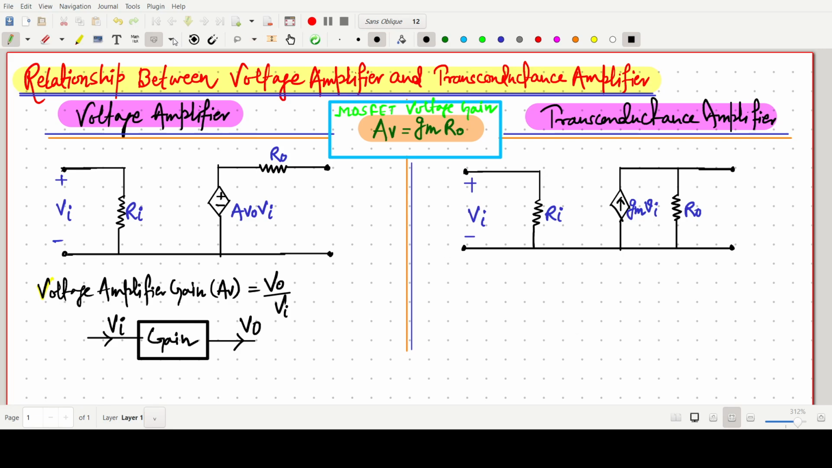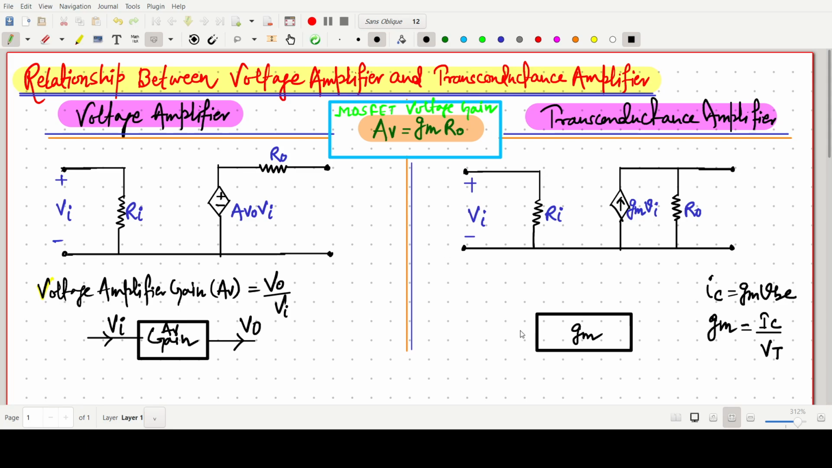On the other side, in case of our transconductance amplifier, as we know the formula Ic equals gm times Vb in the AC equivalent model of a BJT, Ic equals gm Vb, or the transconductance is simply current divided by voltage, Ic by VT. So here we can easily say the transconductance gain, gm, is the ratio where the input is a voltage and the output is a current, which we write as Io. So gm is Ic upon VT.